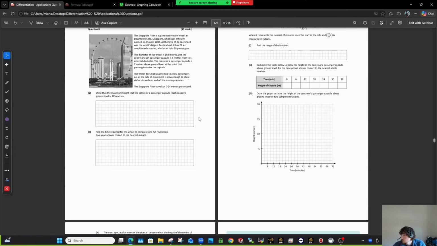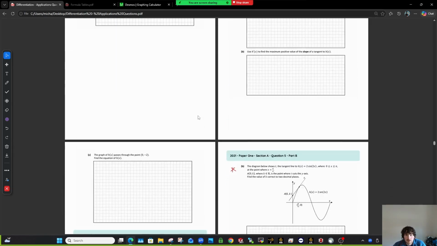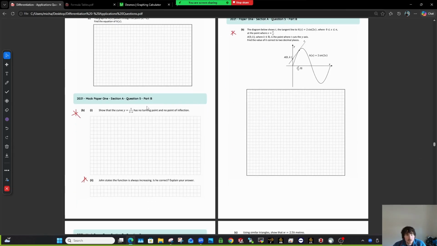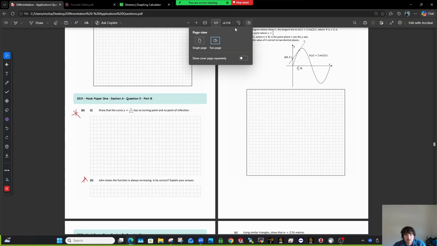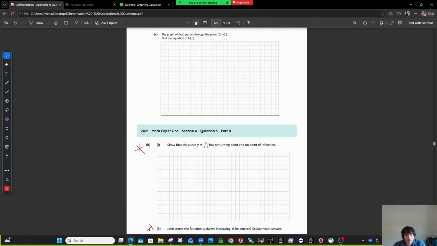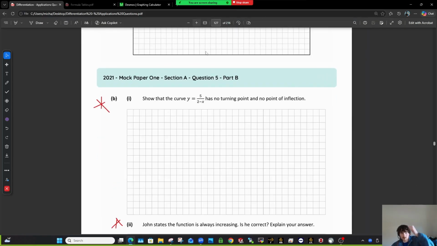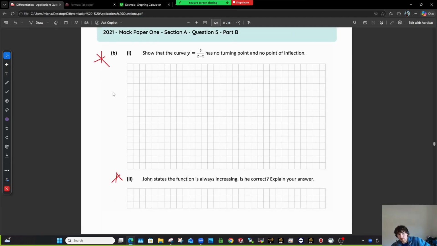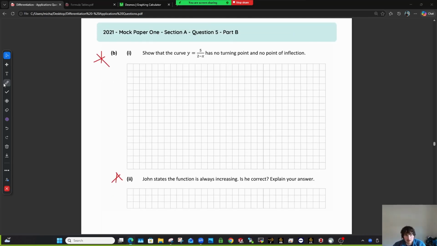We'll keep moving. So we're on 53 minutes, not too bad. So we have a question here. We've covered quite a lot of the applications that come up, so as this document goes down we won't have that many red stars because we've already done quite a bit. Show that this curve has no turning points and no points of inflection. We've already done a question a bit like this, so we'll do it again because they're really important application questions.